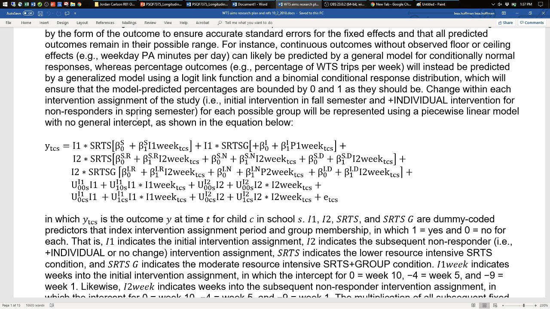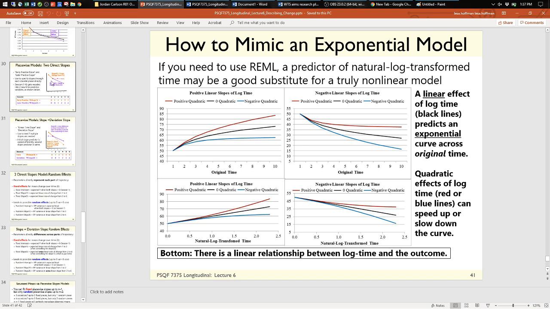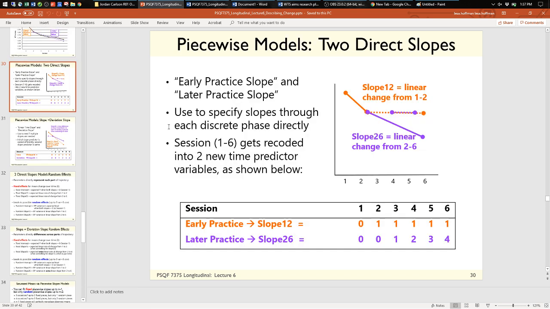Ta-da! Now this looks hella complicated, right? It's not. That's it. That's the concept, piecewise slopes.